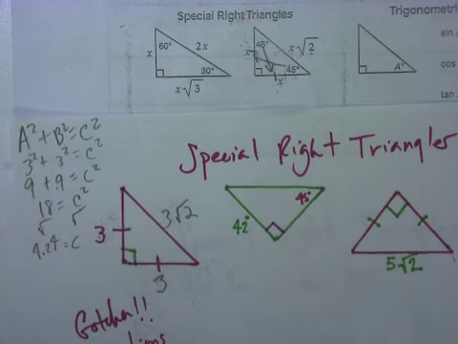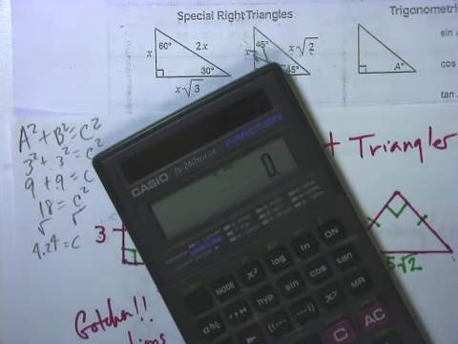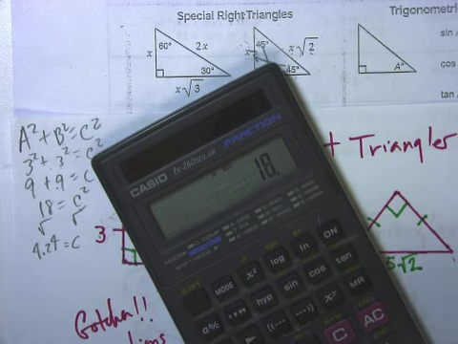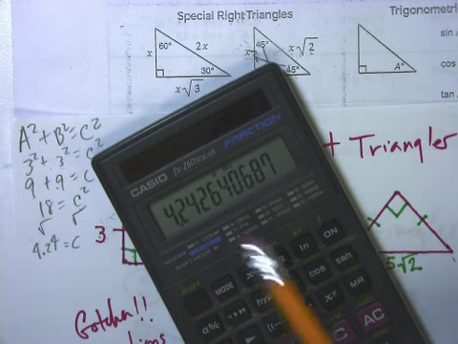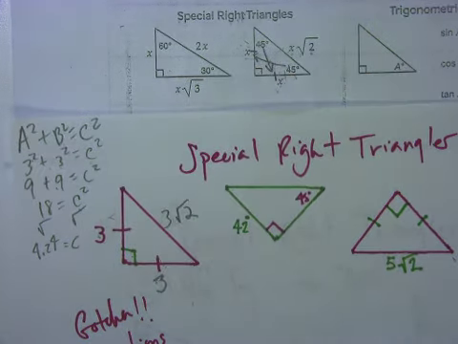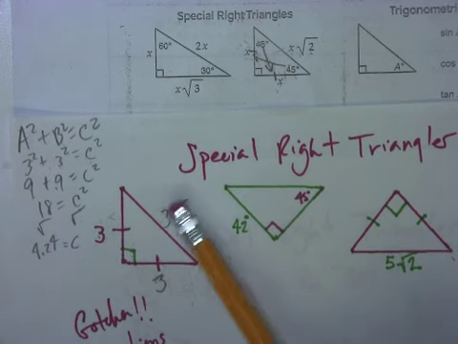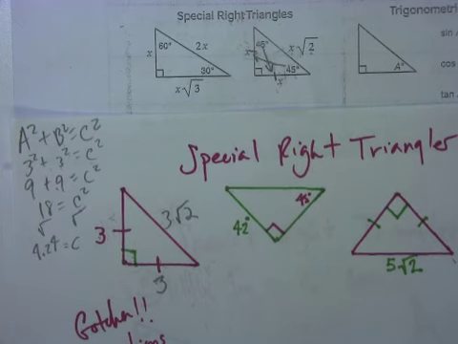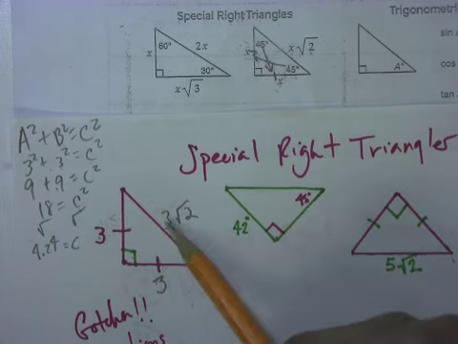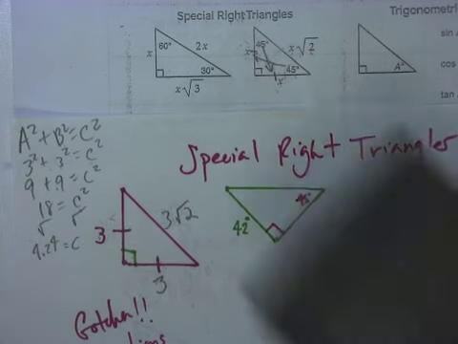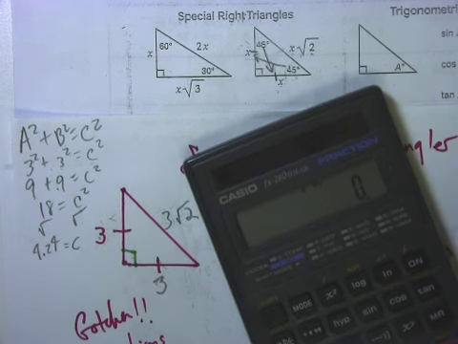Now I want to find c, right? So I take the square root of both sides, and here's my calculator. Here is 18. I shift the square root, and I get 4.24. So the square root of 18 comes out to 4.24, and the hypotenuse is equal to 4.24. Now you might be saying to yourself, wait a minute, Mr. C, you said that should be equal to 3 times the square root of 2. That doesn't look like 4.24 to me.